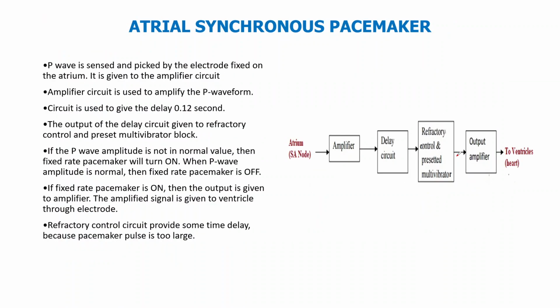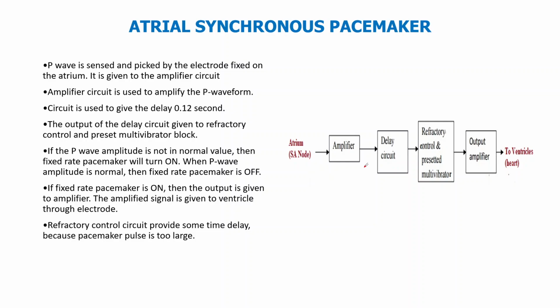Another type is the atrial synchronous pacemaker. The first three types, fixed rate, standby and demand, were for the ventricles. The fourth one is the atrial synchronous pacemaker, which is for the atrium. The functioning of the atrium is determined by the P wave, so here we are going to determine the action of the P wave. The P wave is given to the amplifier and the delay.